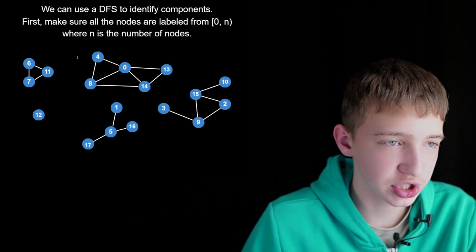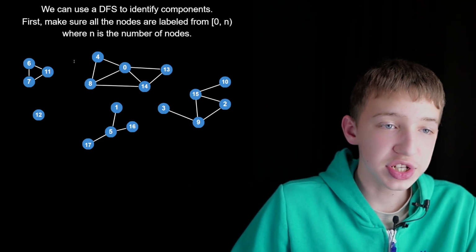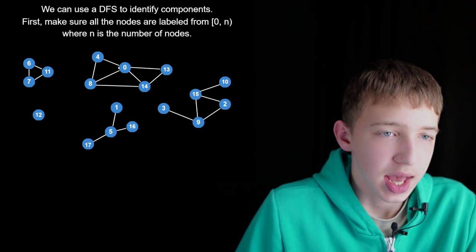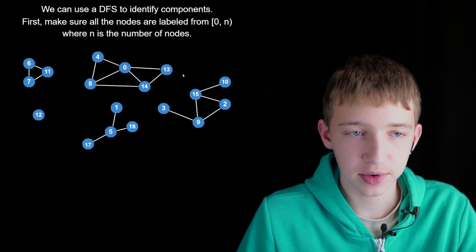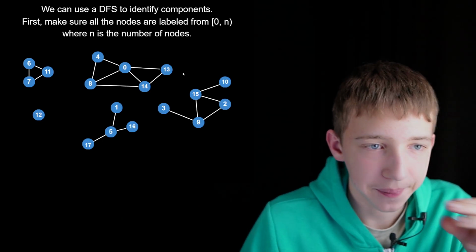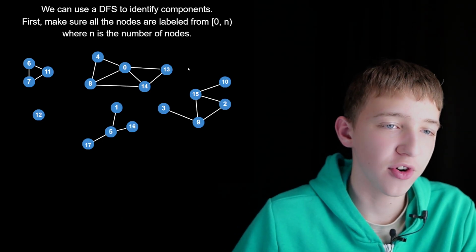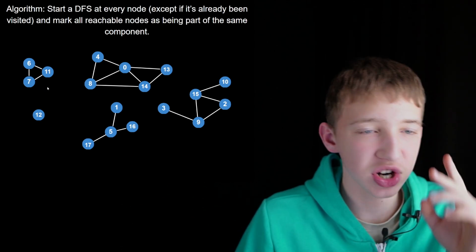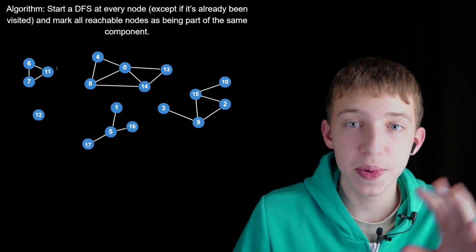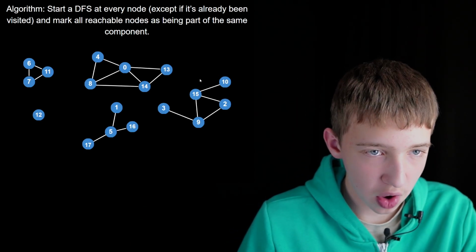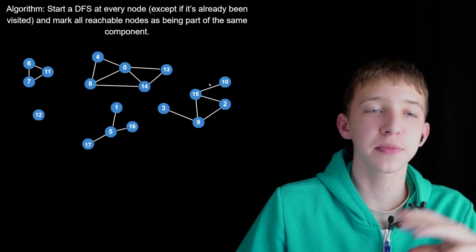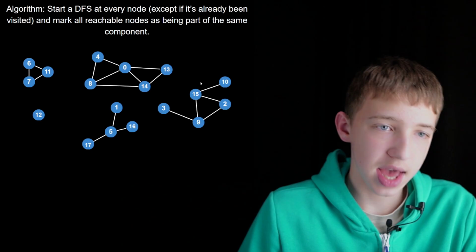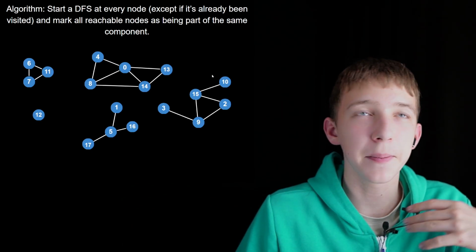So we can use depth first search to identify components. First, we're looping through every node in our graph, from 0 to n, making sure all nodes are labeled from 0 to n. Then the algorithm is that we loop through every node in our graph, and if it has not already been visited, we want to start DFS on this node and mark all reachable nodes with the same component ID.